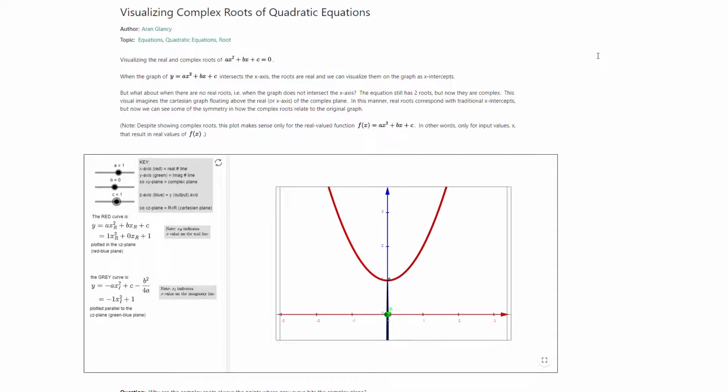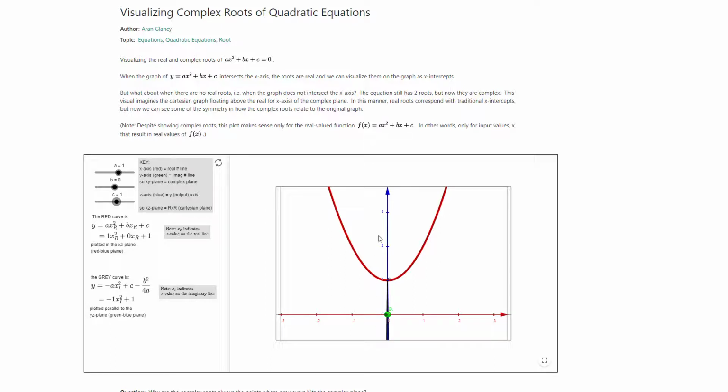Now I want to draw your attention to a really good visualization of what a complex number system does for us. So right now what you're staring at is the x-axis versus the y-axis. Ignore this key here because the person who coded this improperly labeled it. The red axis definitely is the x-axis. The green axis, the blue axis is the y-axis.